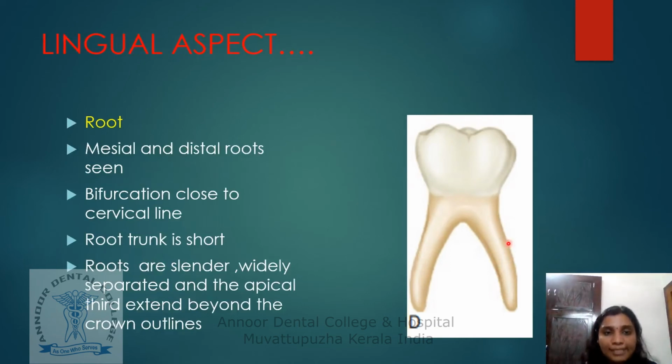Mesial and distal roots are seen. Also, the bifurcation is close to the cervical line. The root trunk is short. Roots are slender, widely separated, and the apical third extends beyond the crown outline.